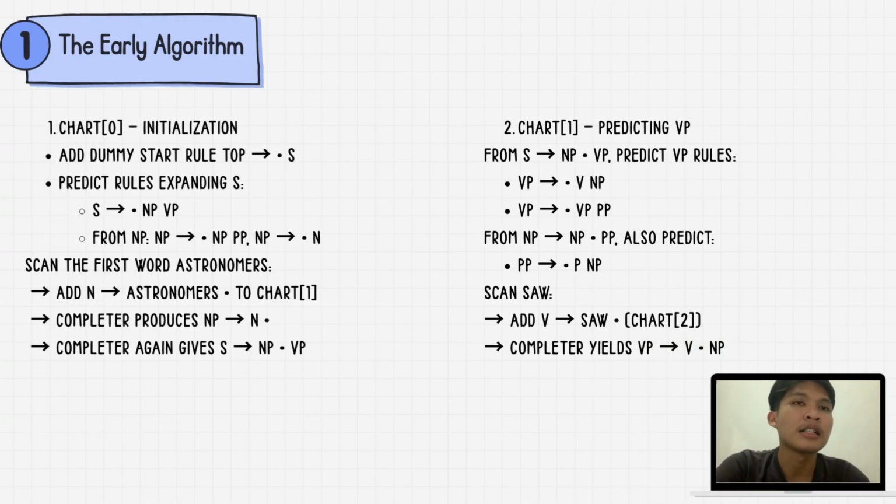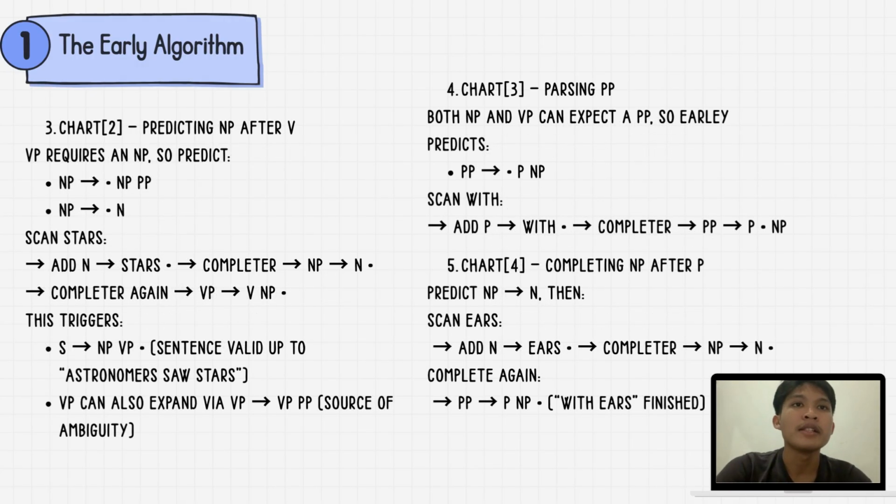Earley process starts at chart 0. We add the starting rule like TOP to dot S, and the parser immediately predicts what is expected. It scans astronomers, completing the first NP. This advances the dot to S to NP dot VP. We then scan saw and predict the next pieces. When we scan the word stars, the sentence is practically completed. But due to those recursive rules, it immediately raises the flag for ambiguity. It predicts that PP can attach in two different places, the NP or the VP.